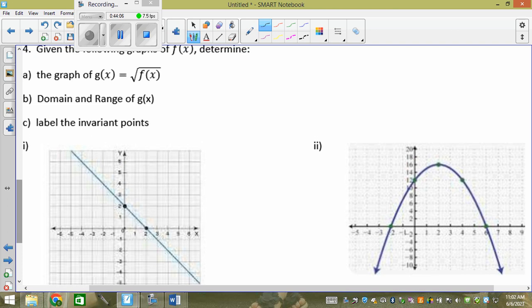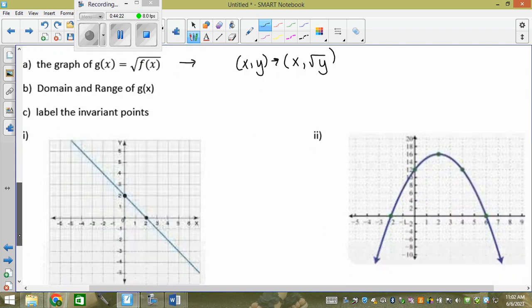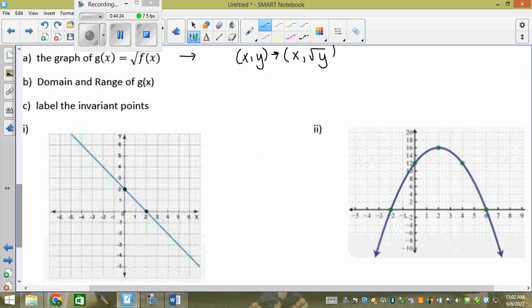So see here, g of x equals the square root of f of x, and these are both f of x. So how do you do that for mapping wise? xy becomes x root y. So I start on this one here, if I want to. This is going to be at -2, 4. It's going to become -2 root 4, which is -2, 2.